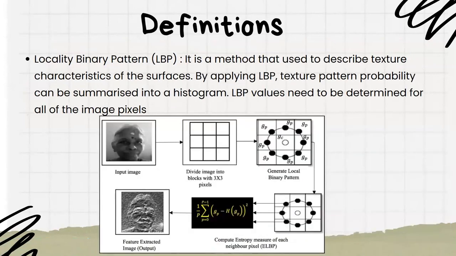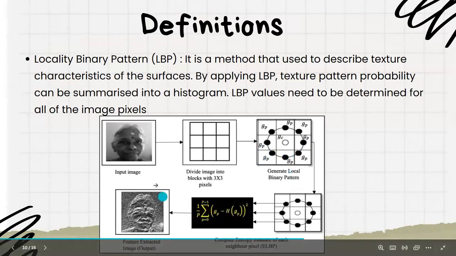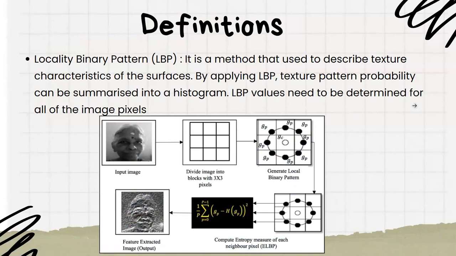Now next is local binary pattern. Local binary pattern just uses this pattern to reduce the pixels. So this is the formula, and you can see this is one generating a local binary pattern. Using this formula it reduces the pixels, hence decreasing the size, compressing the image.